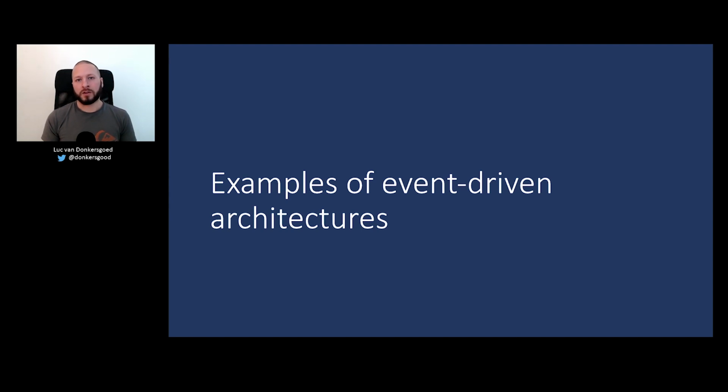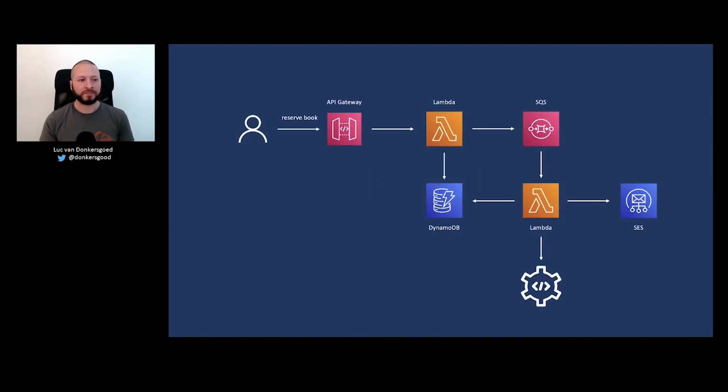So let's look at a few examples of event-driven architectures to see how we can improve the solution. And the first one involves SQS. So again, the Lambda function does what it has to do in DynamoDB. It checks if your membership is valid and if the book is available, and then it places the reservation.